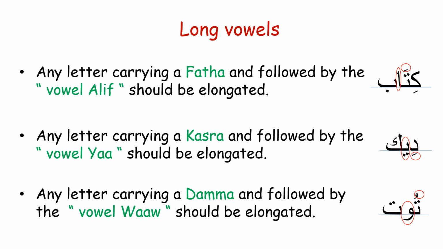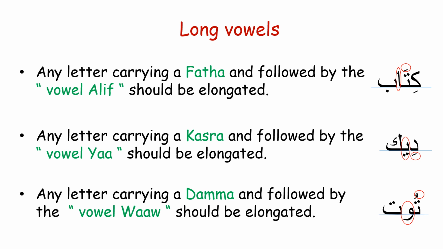If we want to rephrase what we have just said, we would say any letter carrying fatha and followed by the vowel alif should be elongated, like the word kitab. Any letter carrying kasrah and followed by the vowel ya should be elongated, like the word deek. Any letter carrying dhammah and followed by the vowel waaw should be elongated, like the word toot.